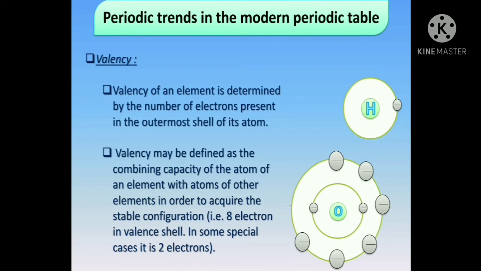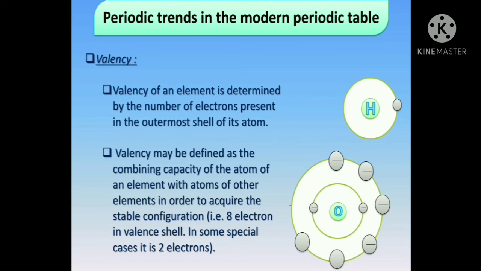Why hydrogen and helium? See children, only hydrogen and helium have only the first shell, that is the K shell, as their atomic numbers are 1 and 2. The rest of the elements have a minimum of 2 shells. So for special cases like hydrogen and helium, it is completion of 2 electrons in the valence shell, that is duplet, and for other elements it is completion of 8 electrons in the valence shell.